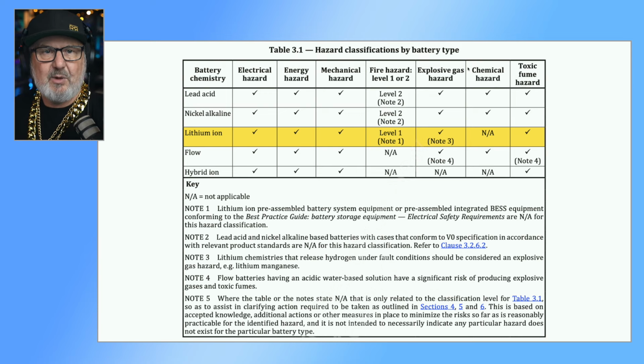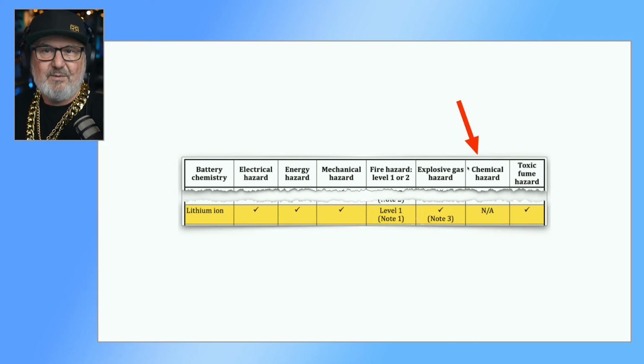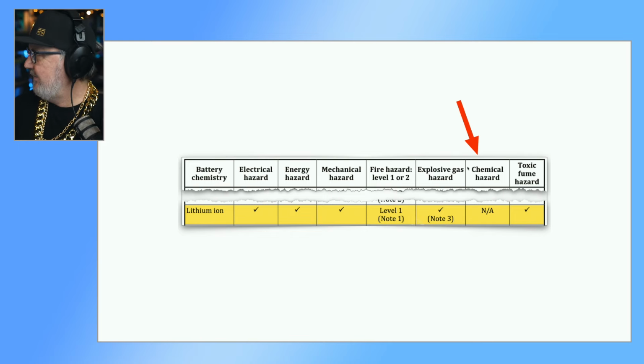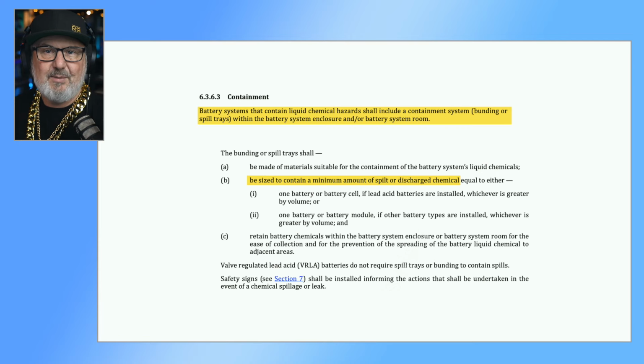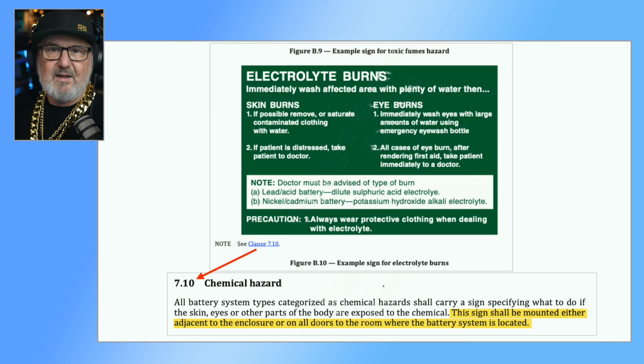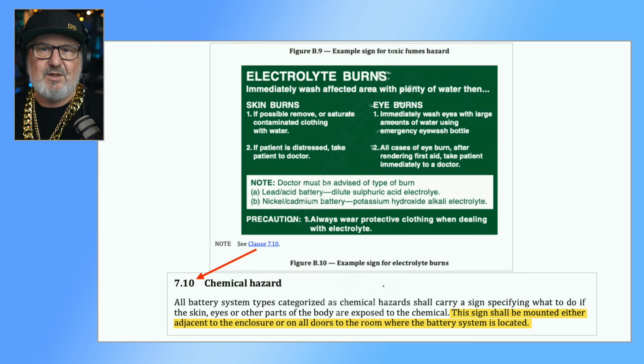So it's saying lithium ion batteries are not a chemical hazard. They don't spill hazardous chemicals out of them. How do you know that it's NA? Well, it says so on this table. And consider that, hang on, I'm going to jump forward a bit, if there was a chemical hazard from a spillage, you would have to put up appropriate signage for that hazard.